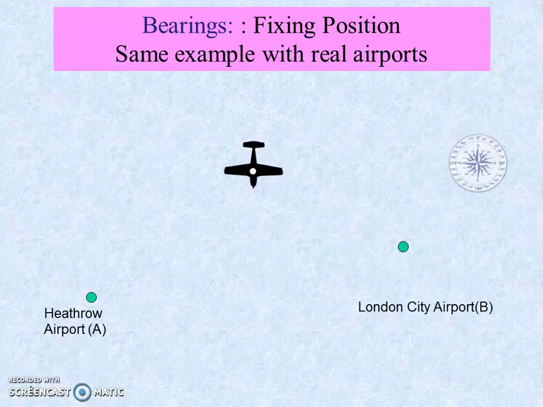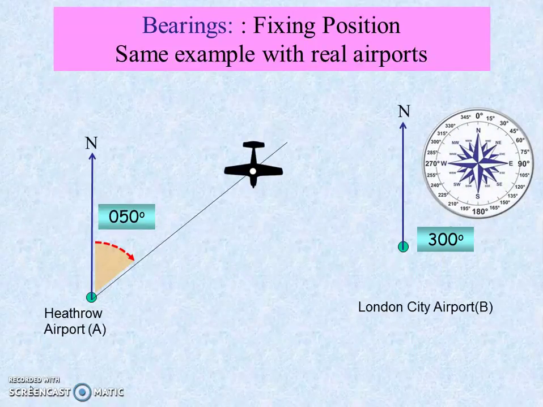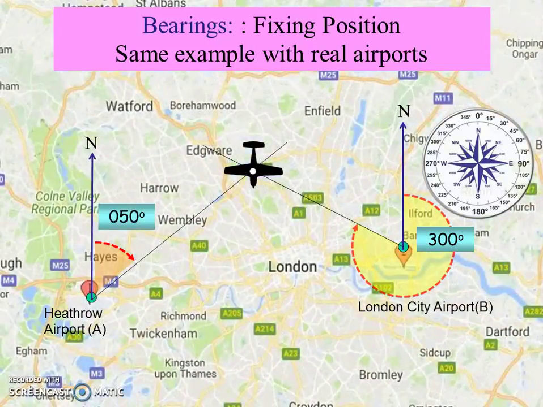Same example with real airports. We can see a similar case, same numbers, and we placed it on a Google map with Heathrow Airport and London City Airport.